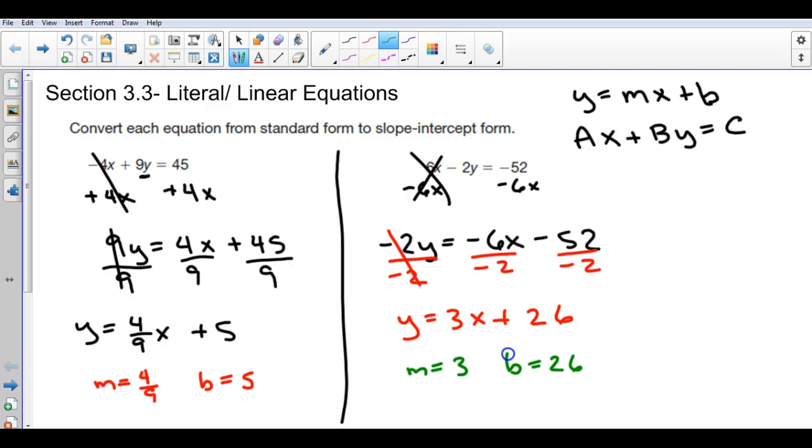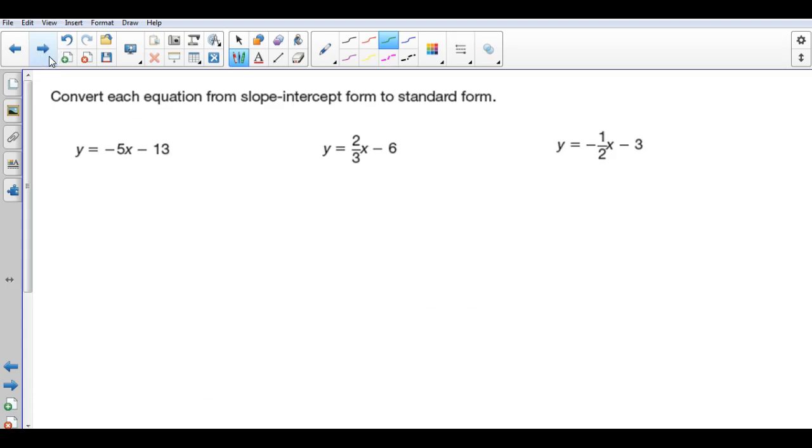And what you can do in that case is find intercepts and then graph. So what we're doing in this section is just the conversion. Then I have 3 examples at the end here. What we're going to do is convert these from slope-intercept into standard form, which is ax plus by equals c. So what you want here are for a, b, and c to be whole numbers.